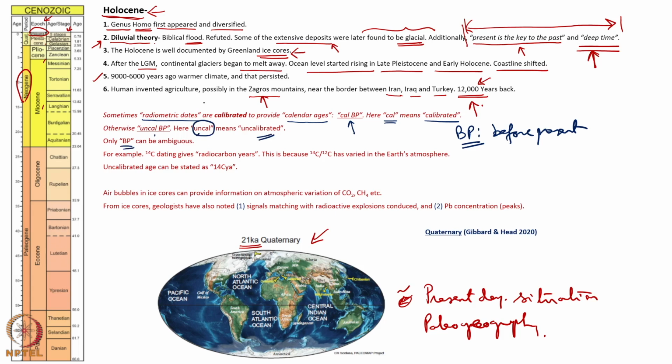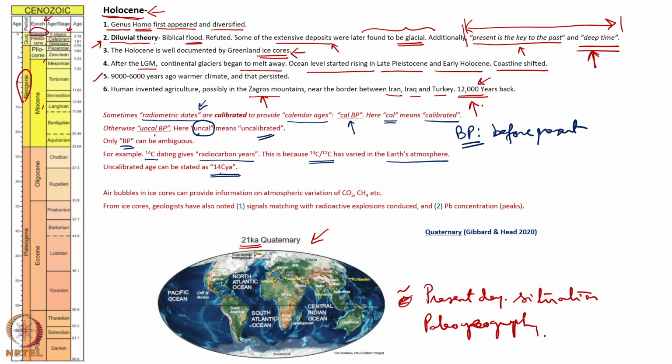Why does this radiometric dating give only the geochronologic age? Take the example of 14C. Here the dating gives the radiocarbon years, and this is because the 14C by 12C ratio has varied in the Earth's atmosphere with time. We will see it in detail when we look at the geochronologic techniques. The uncalibrated age can be stated as 14C YA.